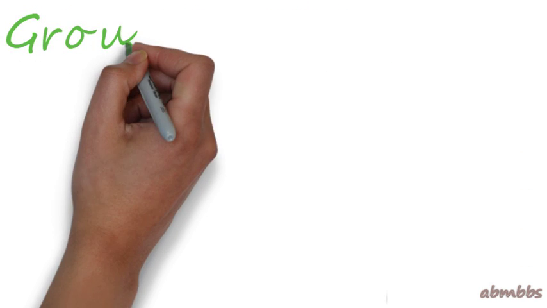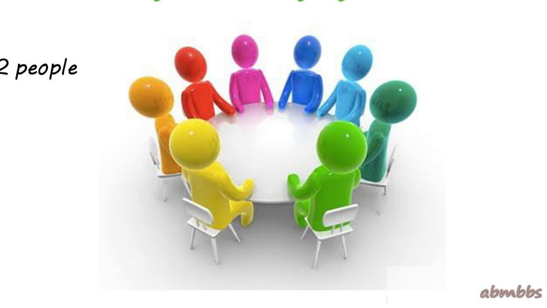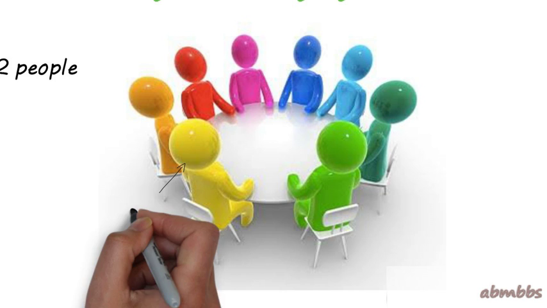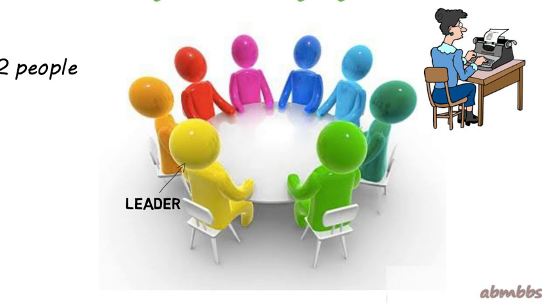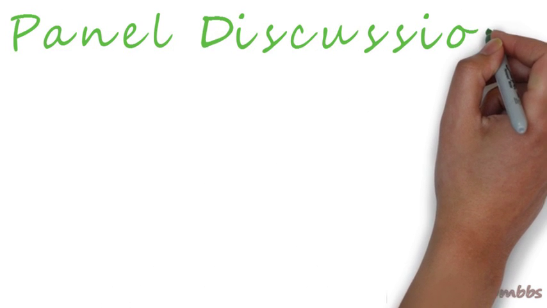Next, there's group discussion. Here, a group of people, usually 6 to 12, sit in a circle, facing each other. There is a group leader who initiates the subject. He prevents side conversations and sums up the discussion in the end. Ideally, there should be a recorder who writes down whatever is being discussed and prepares a report on the agreements reached in the end.